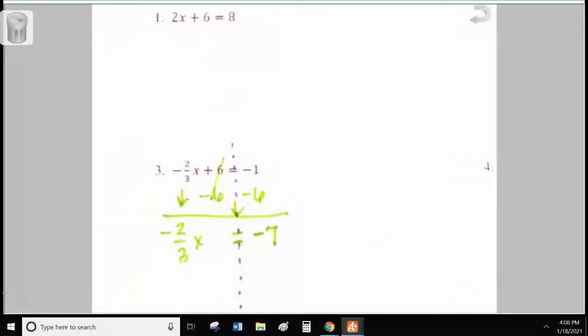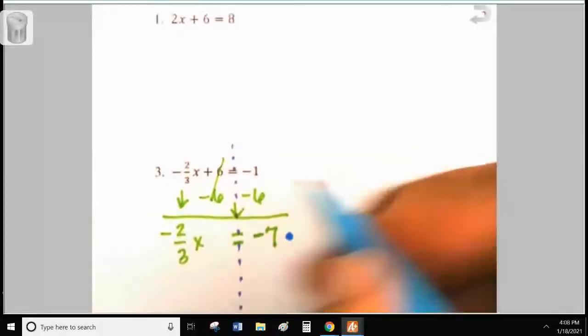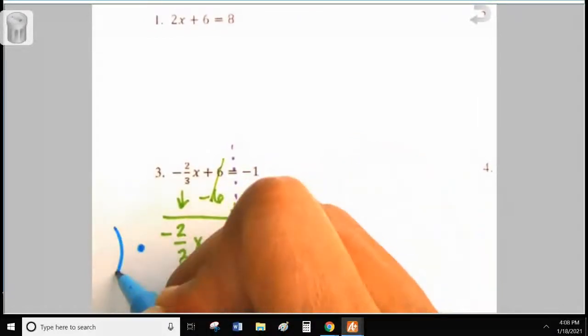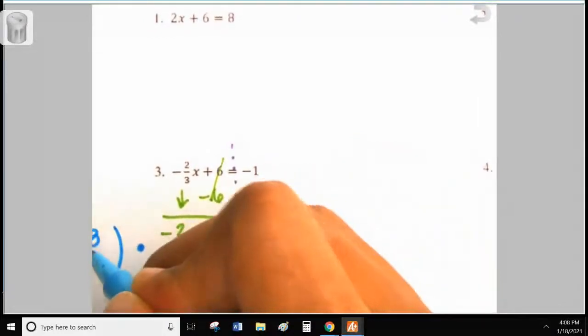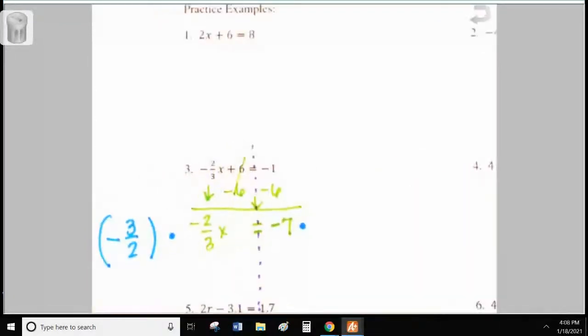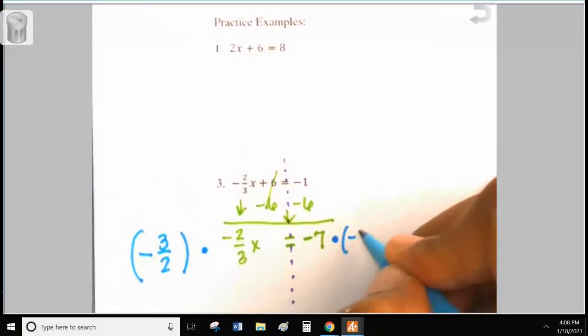I clearly have division with the negative 2/3 because that's a fraction. To get rid of division, I have to undo it or do the inverse, which is multiplication. So when I multiply, I'm going to multiply both sides by the reciprocal. And remember, I'm going to bring this negative with me. So I'm going to multiply both sides by -3/2. Don't leave that negative sign behind. You're going to bring it with you.